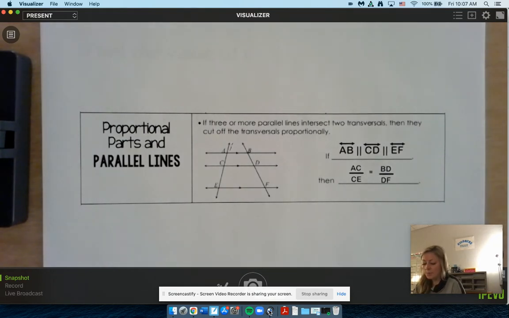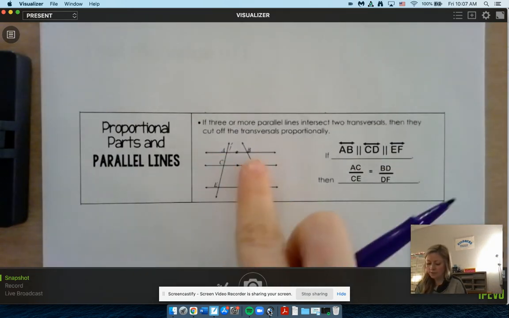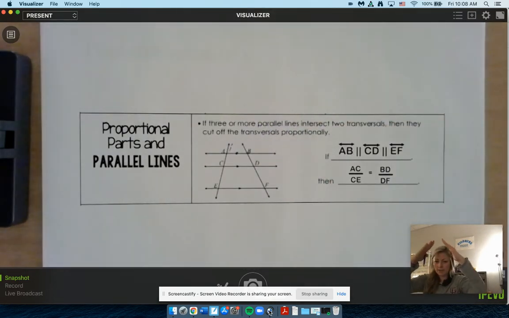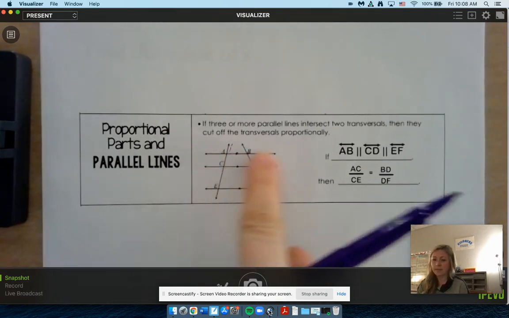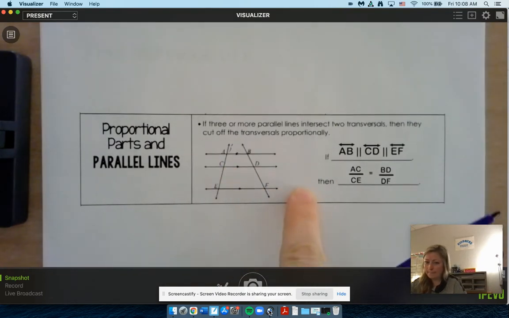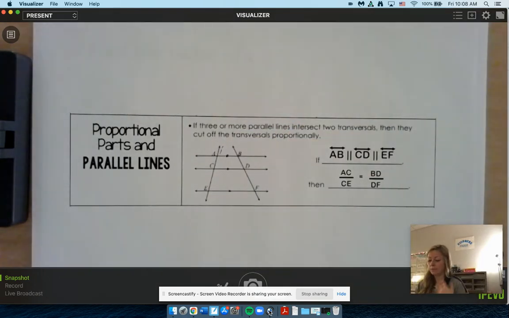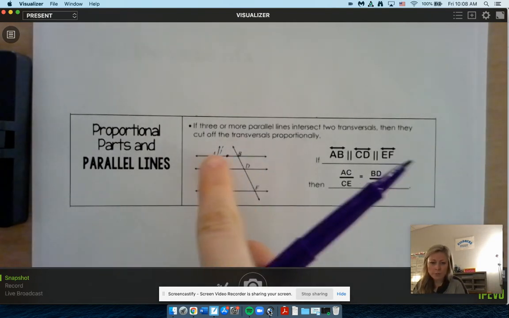So it says, if 3 or more parallel lines, so here would be our 3 parallel lines, these horizontal ones, right? Because those are where our little arrows are. So if we have 3 or more parallel lines and they intersect 2 other lines, so those would be the ones that are kind of making like a TP, then they cut those 2 lines, our transversals, into proportional parts. One more time. We have these 3 lines here that are all parallel, and they're intersecting these 2 transversals, these guys. And when that happens, because they are parallel, it splits all these little parts into proportional pieces.